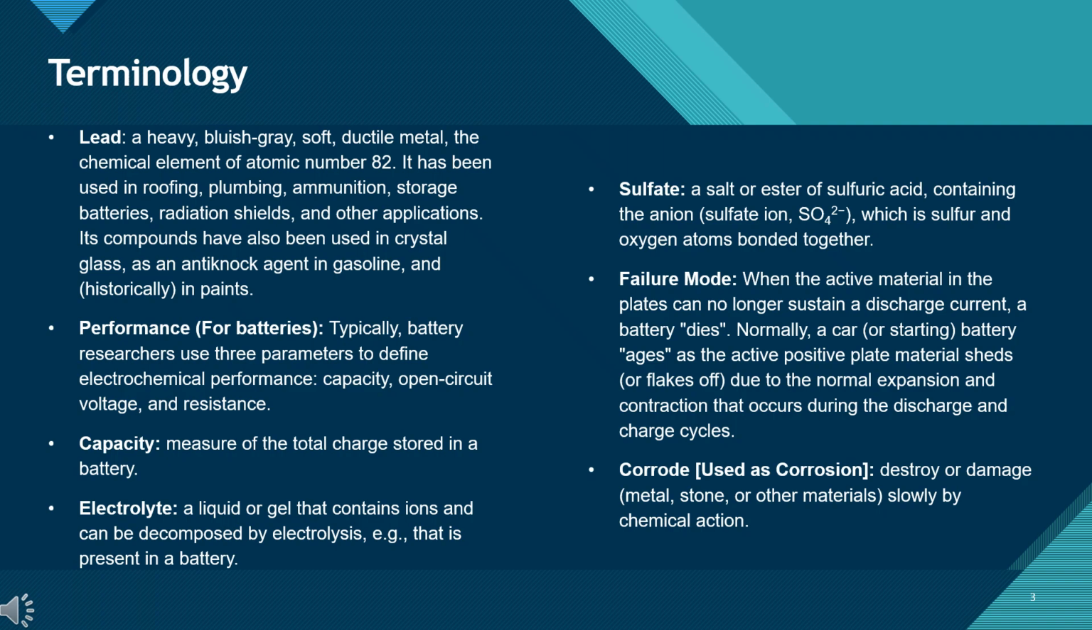For example, in a typical car battery, the positive plate material gradually sheds or flakes off during repeated charging and discharging. Over time, this process weakens the plates until the battery eventually dies. The other terms will also be explained throughout the chapter. However, keep in mind that failure mode is central to understanding why lead-acid batteries wear out and require replacement.